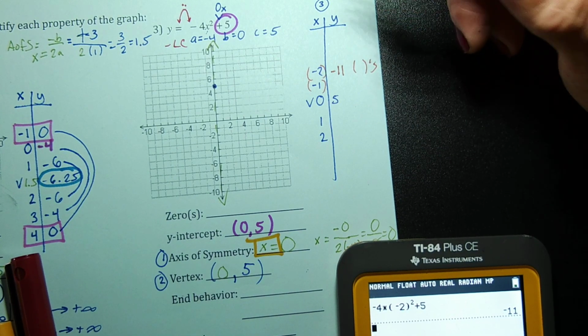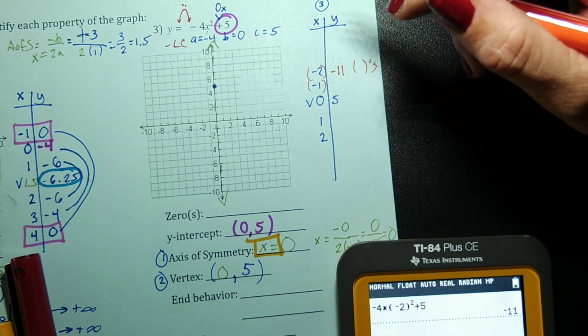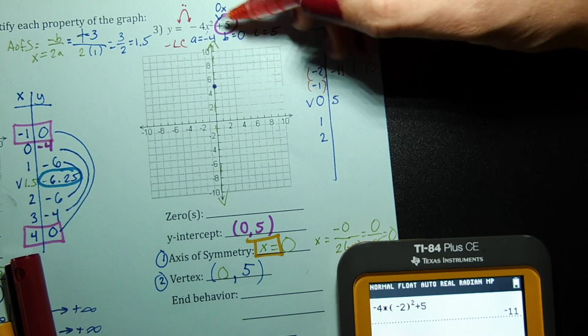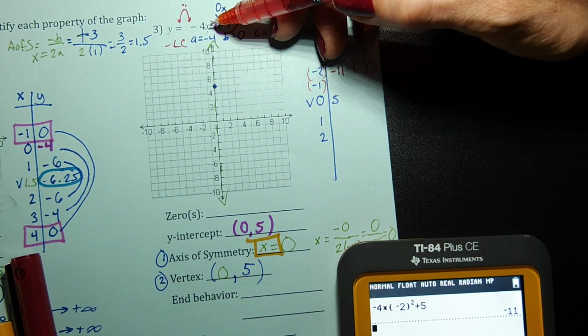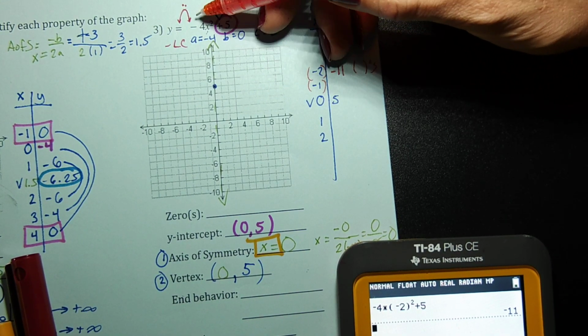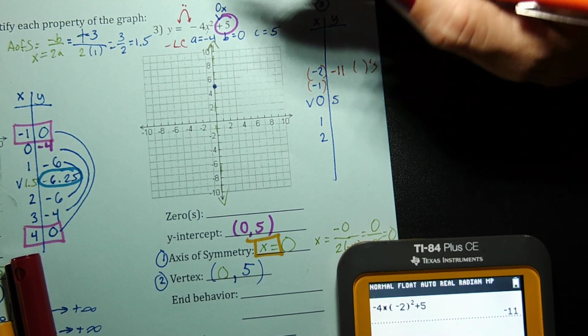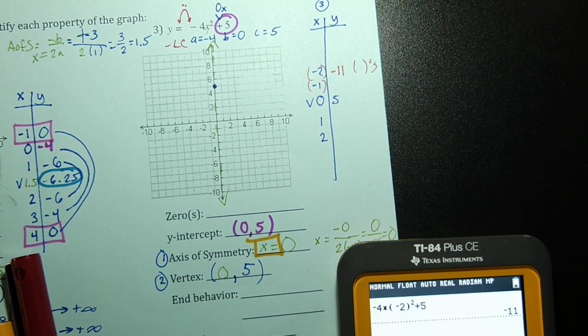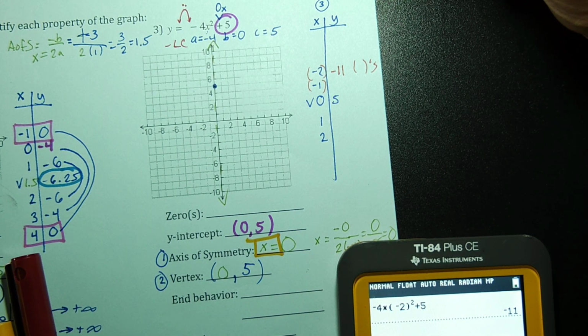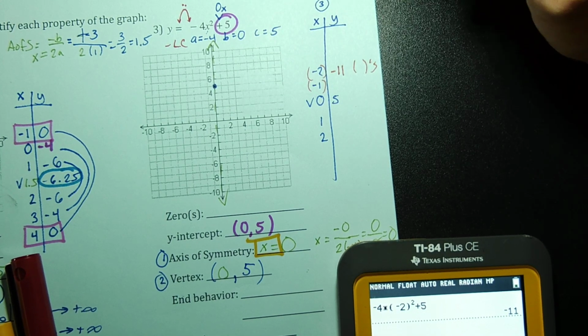If you are worried about making a mistake with the parentheses on your calculator, you can do it by hand. Negative 2 times negative 2 is positive 4. 4 times negative 4 is negative 16. And negative 16 plus 5 is negative 11. So you either have to be sure you're doing the parentheses right on your calculator or use some mental math and do the operations in your head.